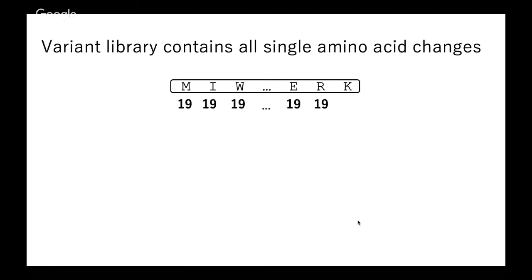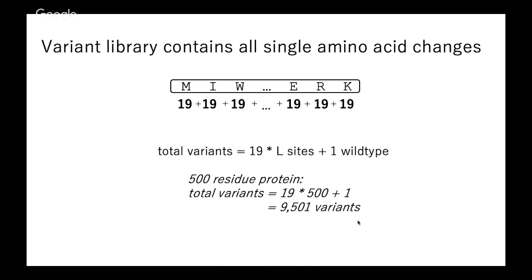And we can do this for every site in the protein, so that the total number of variants would be 19 times L sites of the protein plus 1 wild-type. So for a more concrete example, if you have a 500 residue protein, this is 19 times 500 plus 1, or 9,501 variants that you're making. And just a point to make here, deep mutational scanning is only going to measure the effect of these amino acid changes in a single genetic background, that of the wild type that you choose for the experiment.